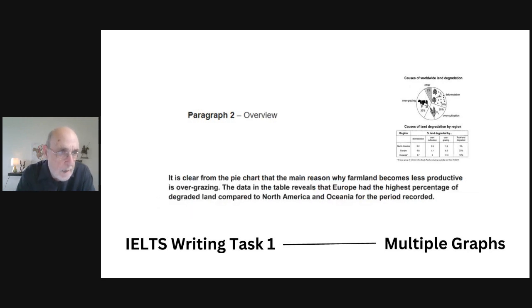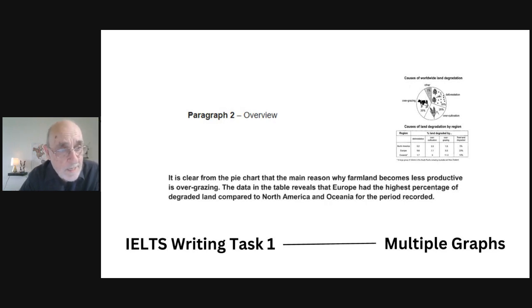So our second paragraph is going to be an overview of what each of the graphs and charts describe. It is clear from the pie chart that the main reason why farmland becomes less productive is overgrazing. We've just described the pie chart in one sentence. And then the second sentence of our overview just says the data in the table reveals that Europe had the highest percentage of degraded land compared to North America and Oceania for the period recorded. So our overview has been one sentence about the pie graph and one sentence about the table chart.